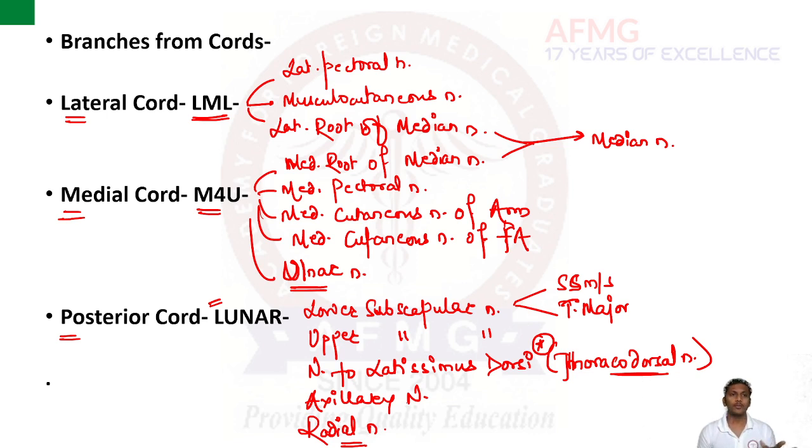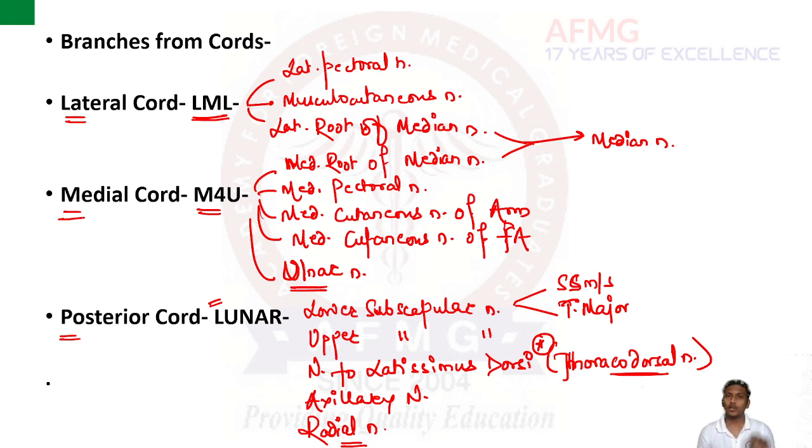So just revise it once again. Lateral cord LML: L for lateral pectoral nerve, M for musculocutaneous nerve, L for lateral root of median nerve. Medial cord M4U: first M for medial root of median nerve, second M for medial pectoral nerve, third M for medial cutaneous nerve of arm, fourth M for medial cutaneous nerve of forearm, and U for ulnar nerve.